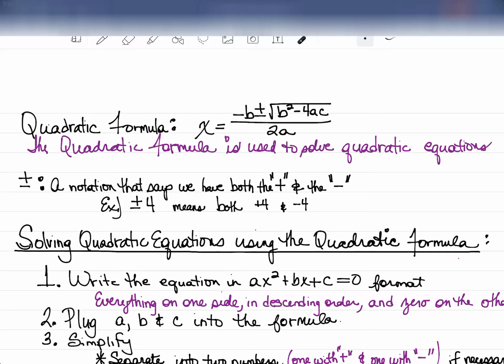Here I'm reminded about that plus or minus notation that we saw with the square root property. It means we have both the plus and the minus. So plus or minus 4 means you have a positive 4 and you have a negative 4.